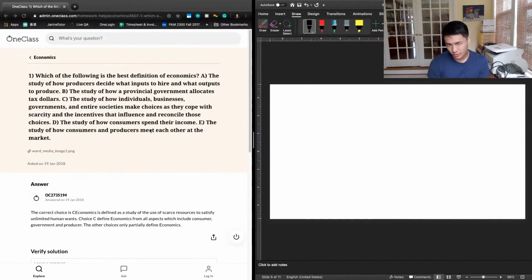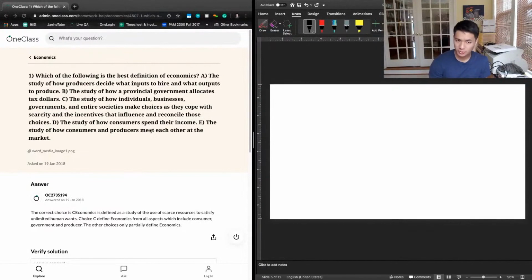So this is a little bit tricky because almost always answer choices are studied in some aspect in economics. However, the answer choice that you would use to define the overall branch of economics is going to be C. The study of how individuals, businesses, governments, and entire societies make choices as they cope with scarcity and the incentives that influence and reconcile those choices. We can see that all the other ones are going to be encompassed by answer choice C.